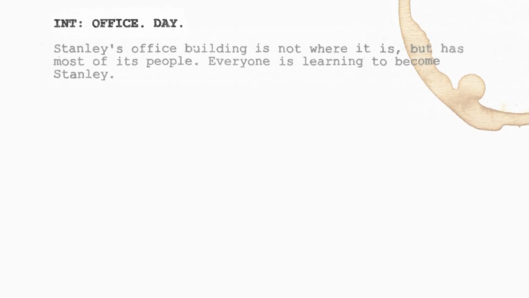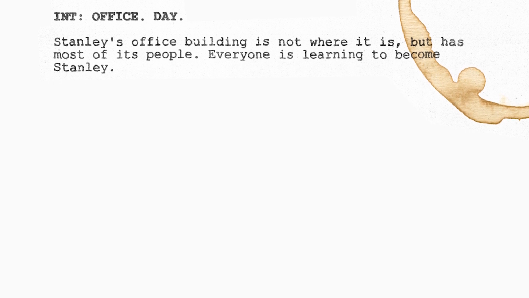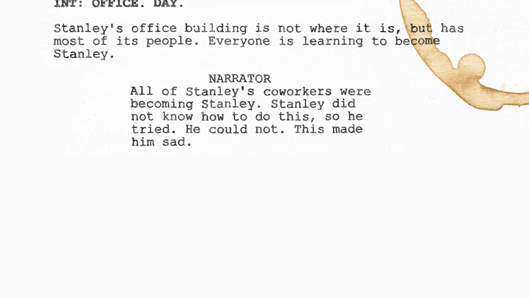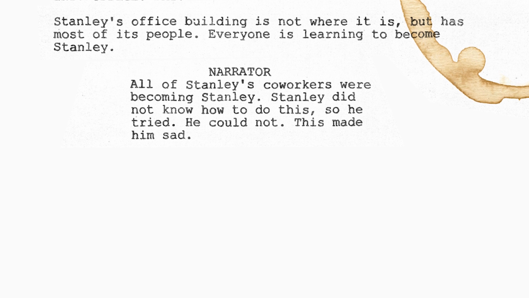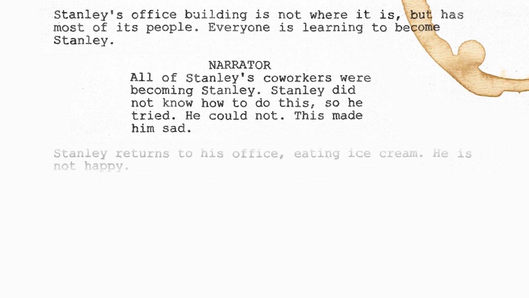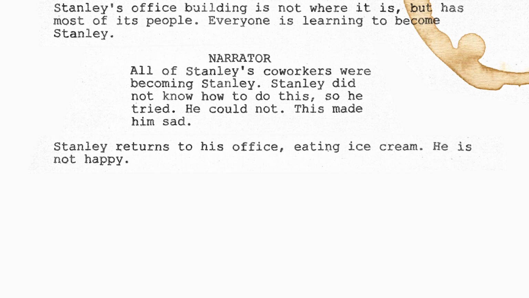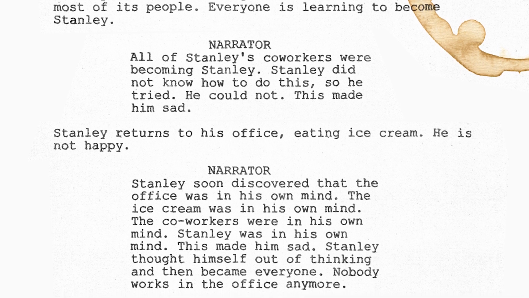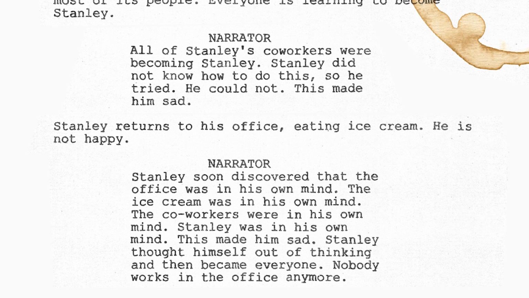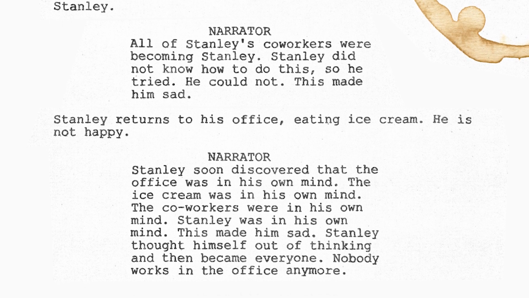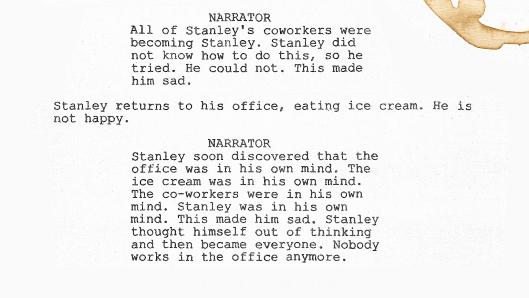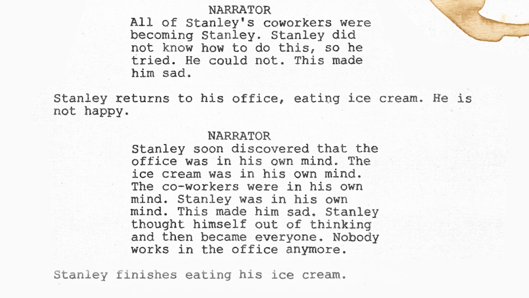Interior, office, day. Stanley's office building is not where it is, but has most of its people. Everyone is learning to become a Stanley. All of Stanley's co-workers were becoming Stanley. Stanley did not know how to do this, so he tried. He could not. This made him sad. Stanley returns to his office eating ice cream. He is not happy. Stanley soon discovered that the office was in his own mind. The ice cream was in his own mind. The co-workers were in his own mind. Stanley was in his own mind. This made him sad. Stanley fought himself out of thinking, and then became everyone. Nobody works in the office anymore. Stanley finishes eating his ice cream.